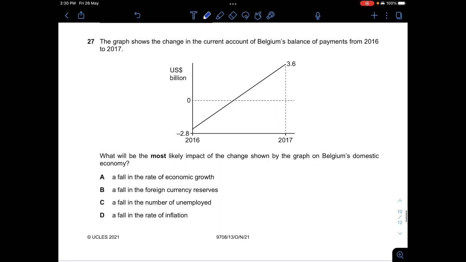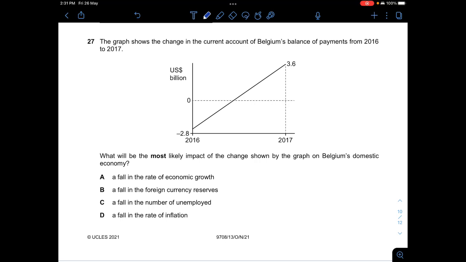27, the graph shows a change in the current account of Belgium's balance of payments from 2016 to 2017. What will be the most likely impact of the change shown by the graph on Belgium's domestic economy? So you can see that with the positive balance of payments, this means that net inflow of money is more than net outflow. So 27, let's look at the four options here.